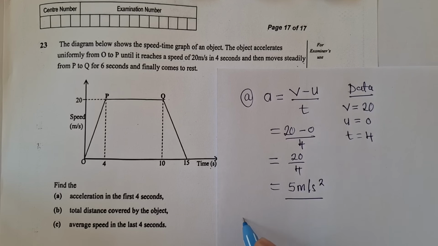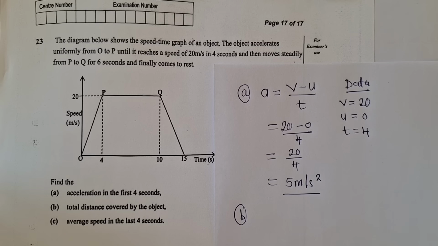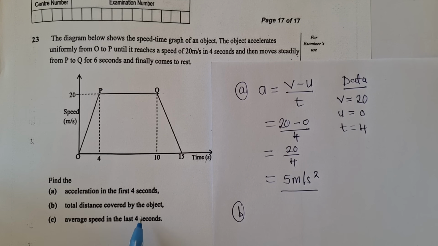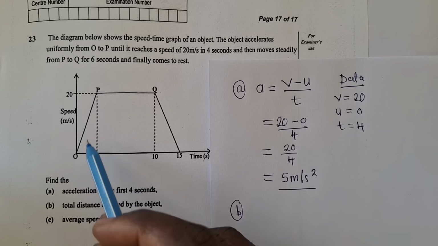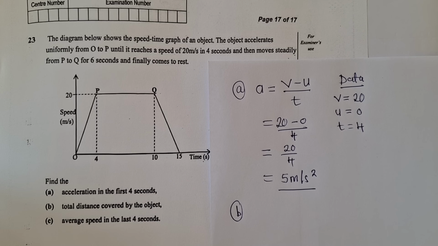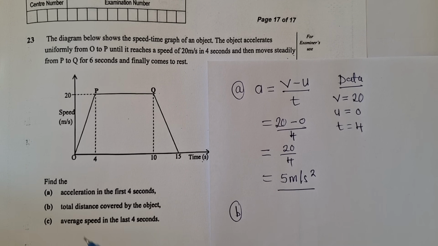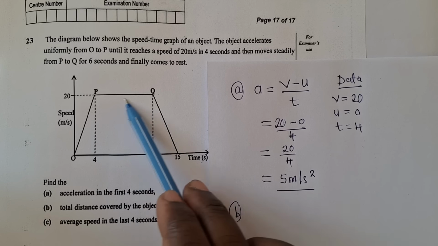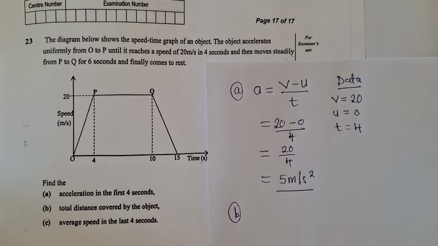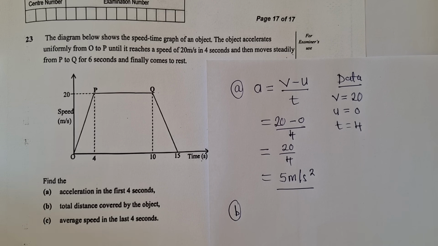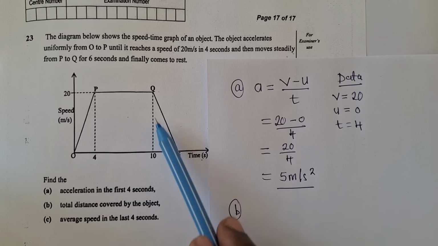For question B, they want us to find the total distance covered by the object. So for this total distance, you follow a shape. When they say total distance, you look at the entire shape. What shape do we have right here? Of course, guys, hopefully you can see that this is a trapezium. We're dealing with a trapezium.